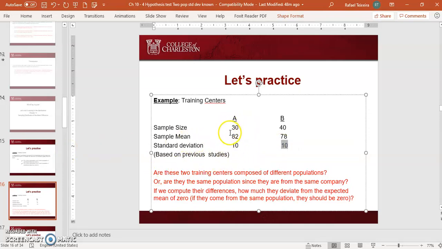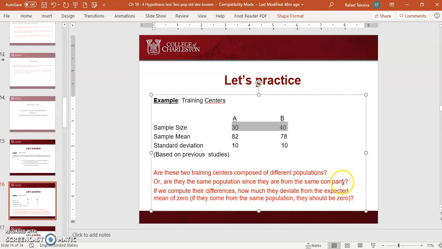So we see that the scores are 82 and 78. They are different. They're not the same. But because we are using a limited sample for both cases, these differences may be due to a sampling error. I may have selected simply students that vary, or because they're not exactly the same, and I cannot conclude that they're really different because the sample is limited. Okay, so are these two training centers composed of different populations, or are they the same population since they're from the same company?